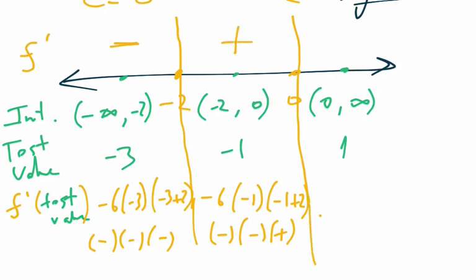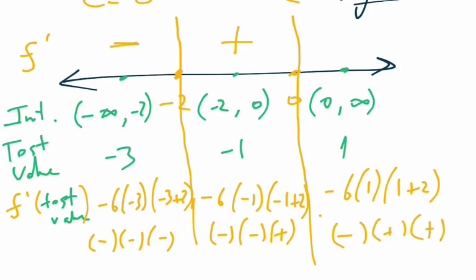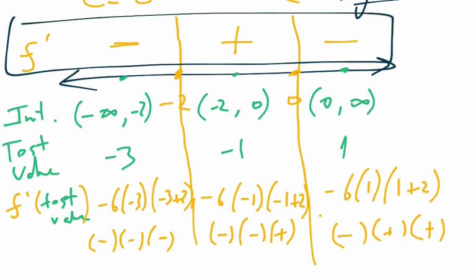And then in the last one, we have plugging in 1, negative 6, 1, and then 1 plus 2. Again, using the first derivative equation. This is going to be a negative number times 2 positive numbers, like that, which would be a net negative value. So this is important because it tells us what f prime is doing on each of these intervals.